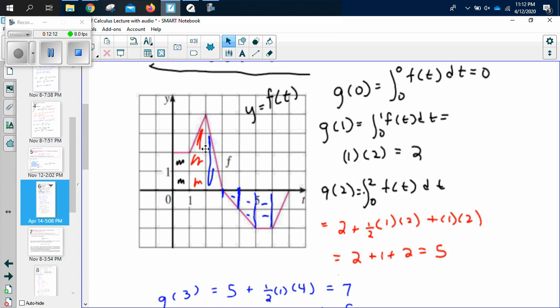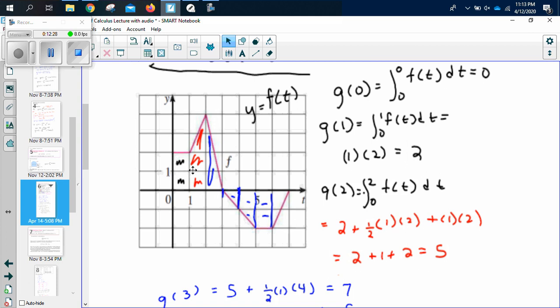So you take the 2 from the previous step, and then the triangle is 1/2, the base is 1, and the height is 2. And then we add in the area. You can think of it as a rectangle or 2 squares, but it's 1 times 2. So I get 5. Now, g of 3 would be, 3's right here.